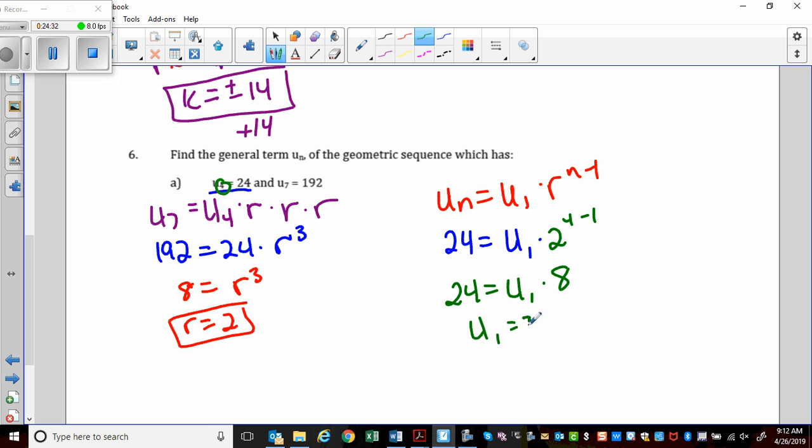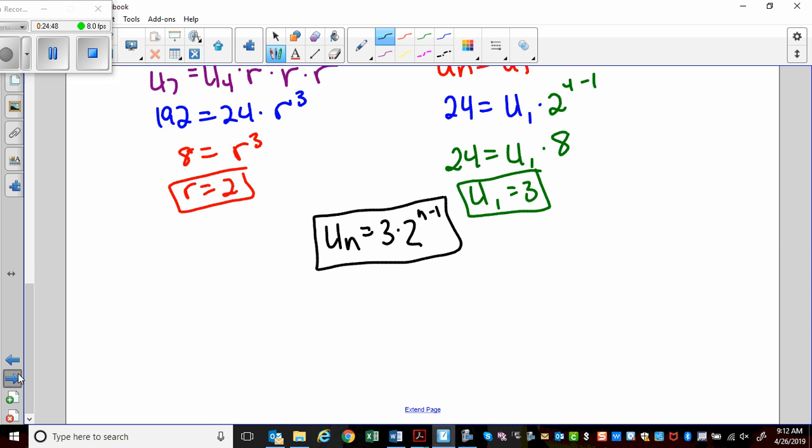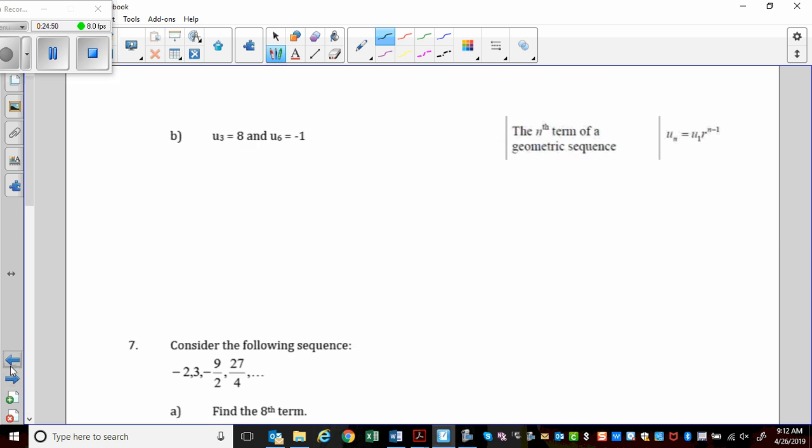And this is really what I need to make my formula. U sub n equals 3 times the common ratio, which is 2, to the n minus 1. This is my formula. This is what they wanted. Okay, we did the same thing, so you guys can try this one.